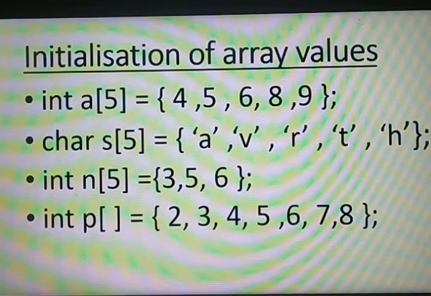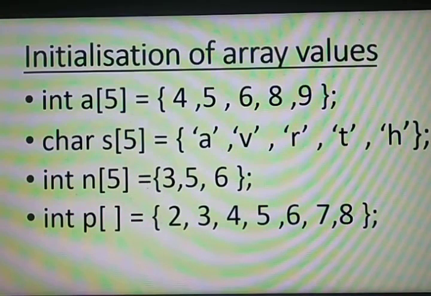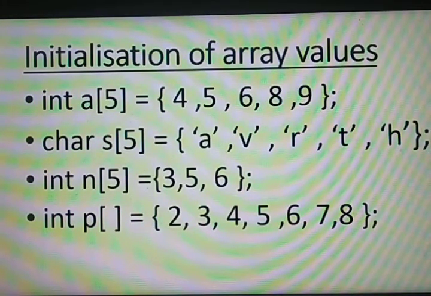Okay? Then next, int p of, I haven't given the size there. Did you see that? It is blank. And I have given 7 values there. So what is the size of p? It will be automatically declared as 7 because I have given 7 values. If you don't declare the variable with the size, simply leave it blank. When you give the values to that variable, it will be allocated according to the number of values given.